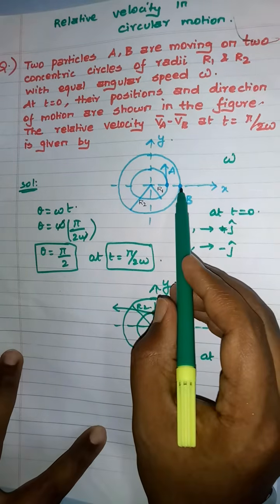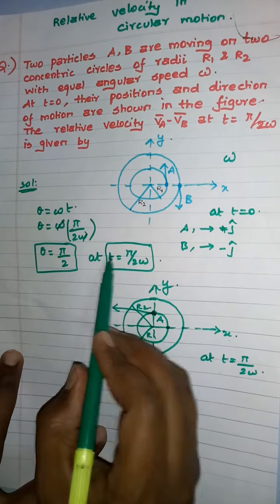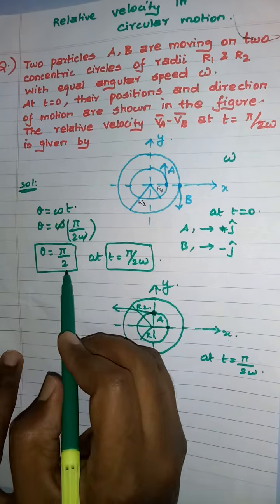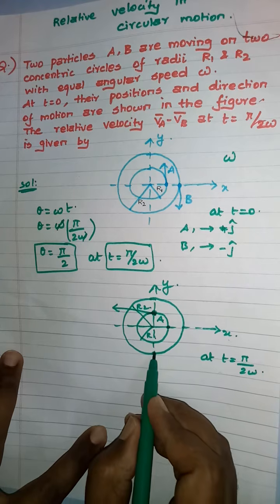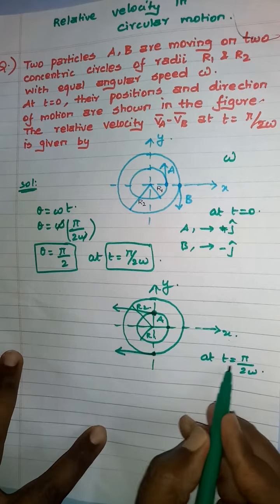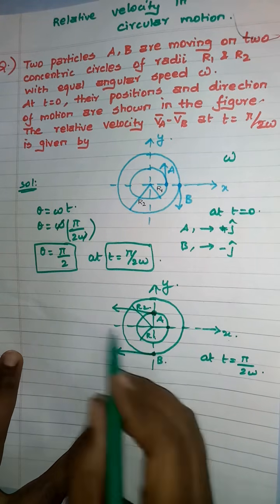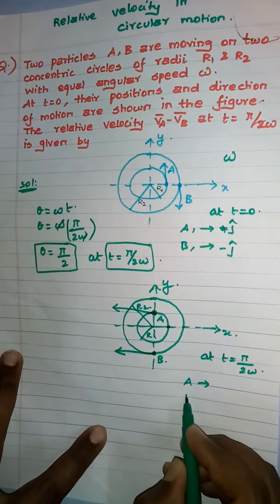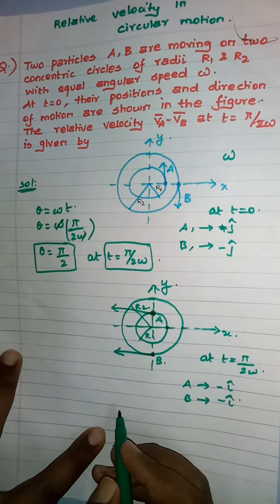If you consider the particle B, which is revolving in the clockwise direction, at t = pi by 2 omega this particle B also swept an angle pi by 2. That means by this instant of time, this particle B also would have reached here. That means now both the particles A and B are moving in the negative x-axis.